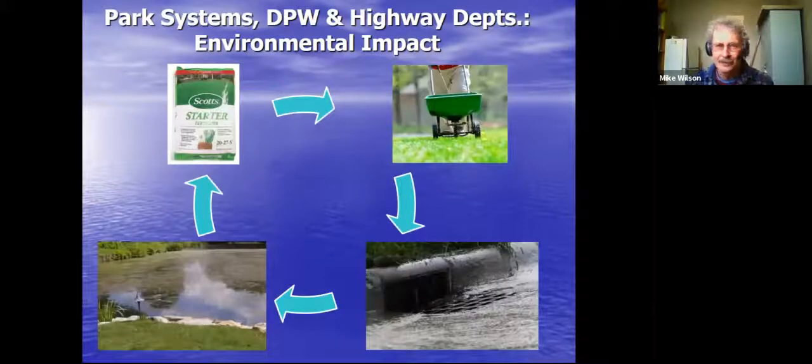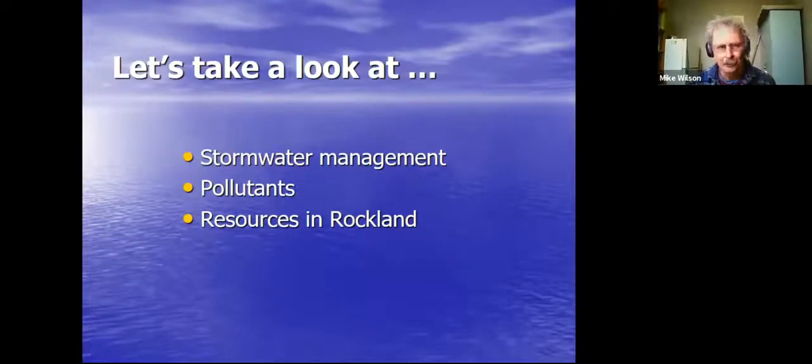So this program is really designed and set up for park systems, DPW, and highway departments to show you the environmental impact that actually occurs from your daily work schedule and other impacts that you need to be cautious about. Now here we use as our example the lawn. We put a gross amount of pesticides and fertilizers on our lawns, and when it rains, it washes off the lawn, ends up down the catch basin, and ends up in our waterway. And it creates quite an environmental impact on its route.